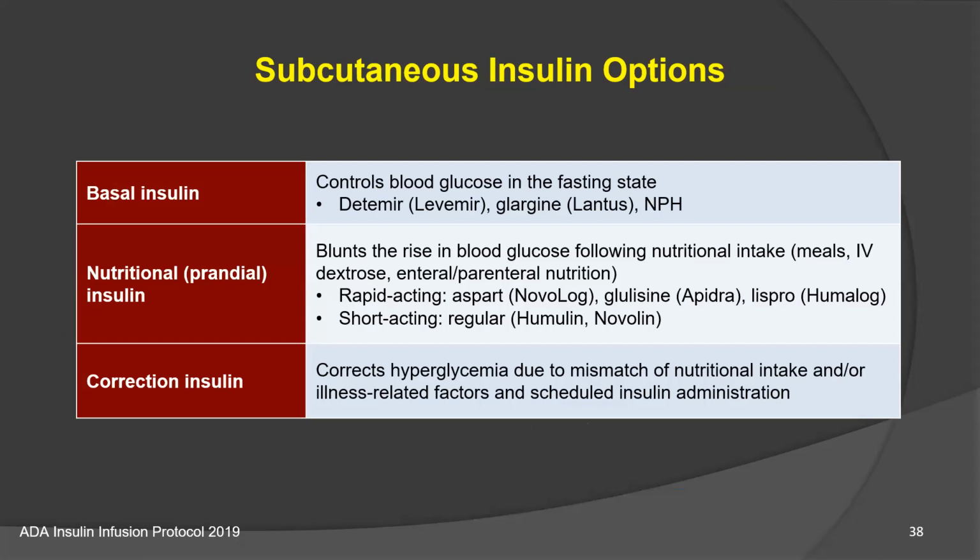The correction insulin is supposed to correct hyperglycemia due to mismatch of the nutritional intake and/or illness-related factors, and scheduled insulin administration. So I have stressed and defined here again what correction insulin really means, and this comes from the sliding scale that you make for that particular patient.